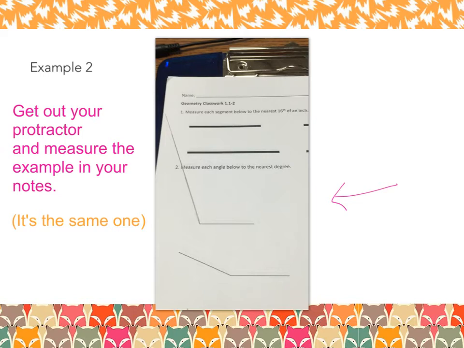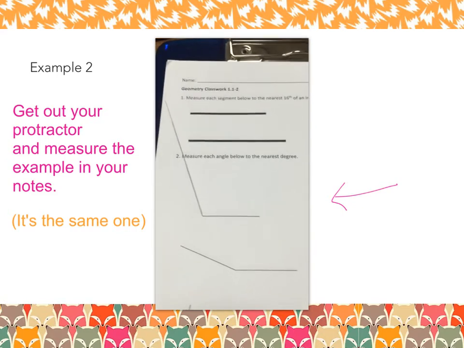So if you look at the second example of measuring an angle in your notes, we're going to measure the same one together. I know my paper looks a little different than yours, and just bear with me. This is the first time I've recorded a video in a video, so I'm not sure how it's going to go.